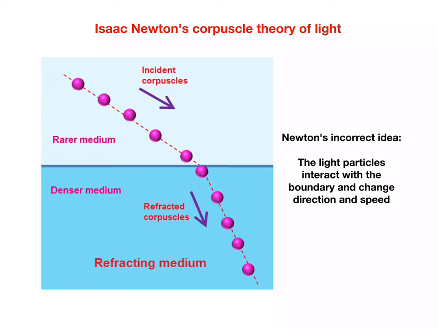Because of his reputation, Newton's corpuscle theory of light persisted for a long time, although it cannot explain light phenomena like interference and diffraction. It is curious that despite its original failure as a theory of light, the particle aspect of light has found its way again into our modern understanding of light as a particle-wave dualism.